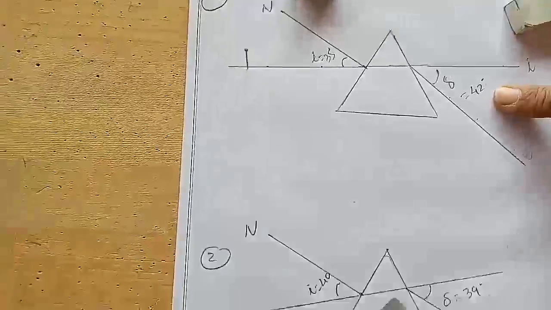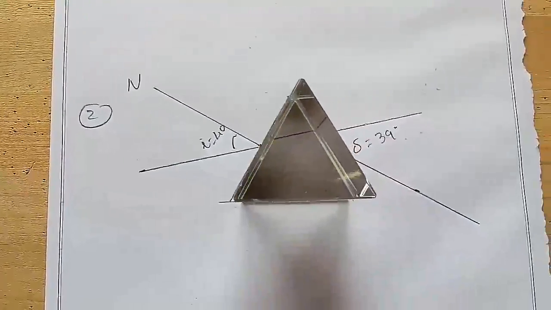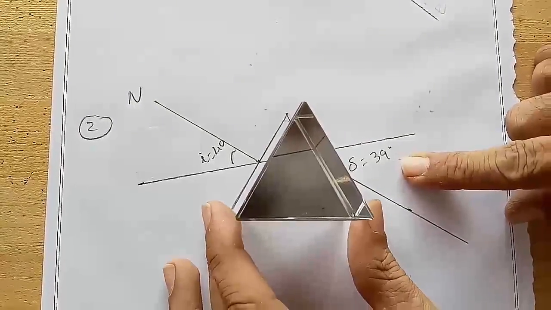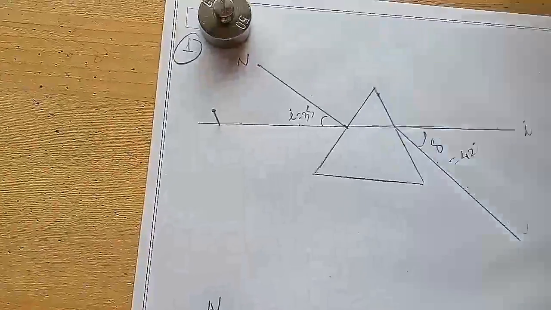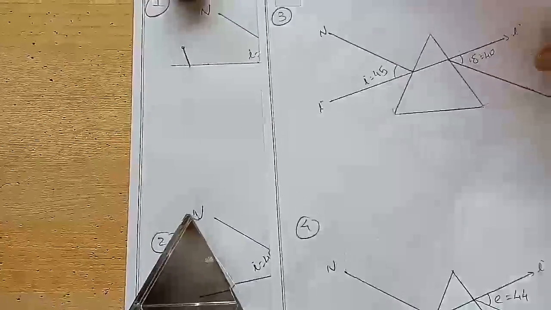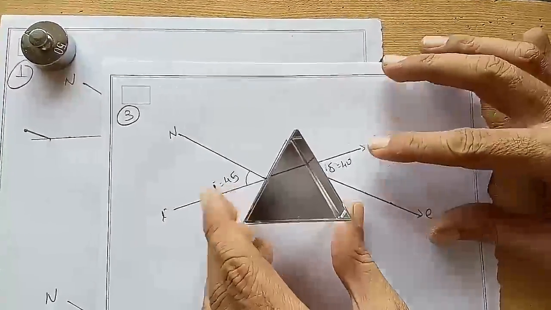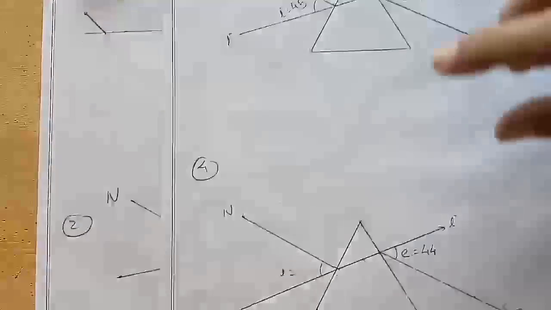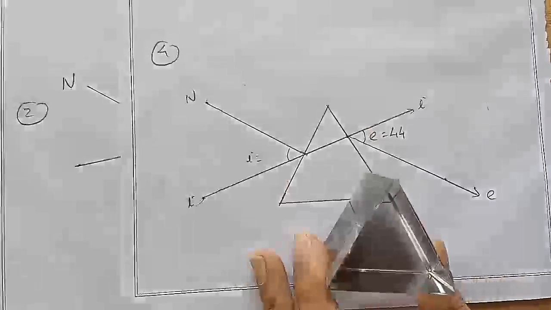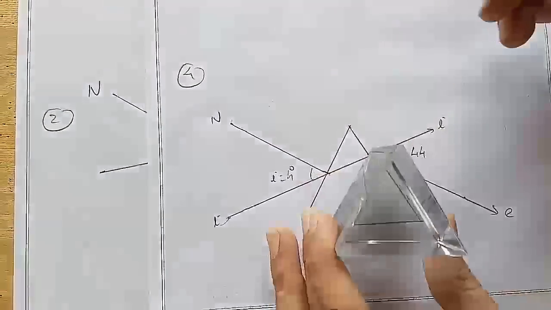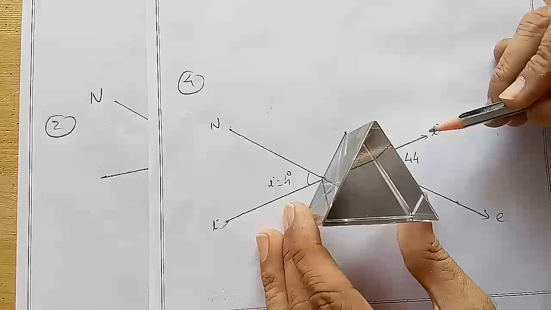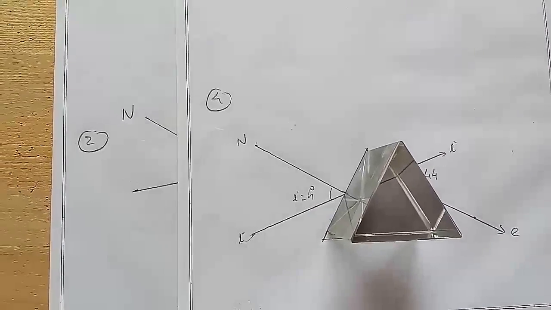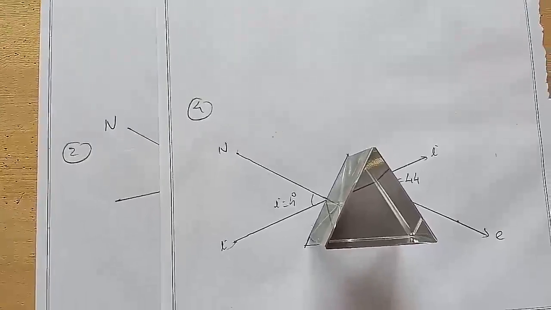In the same way, place the prism again and repeat this experiment. For I equal to 40 degrees, you will get delta equal to 39 degrees. Similarly, for two more readings, when I is equal to 45, delta will be 40 degrees, and when I is equal to 50 degrees, delta will be 44 degrees. Now using this data, let me plot the graph on the graph paper.